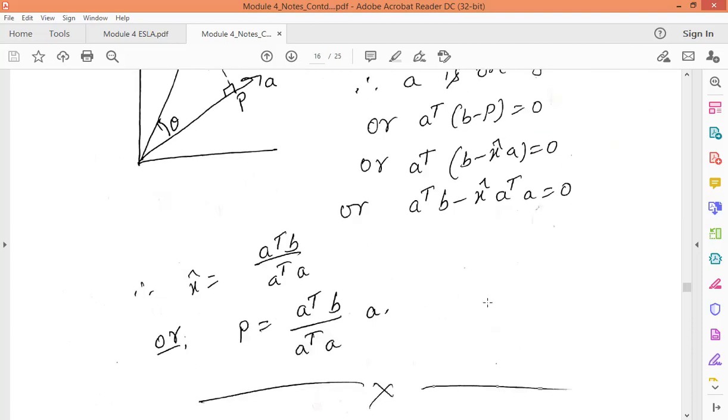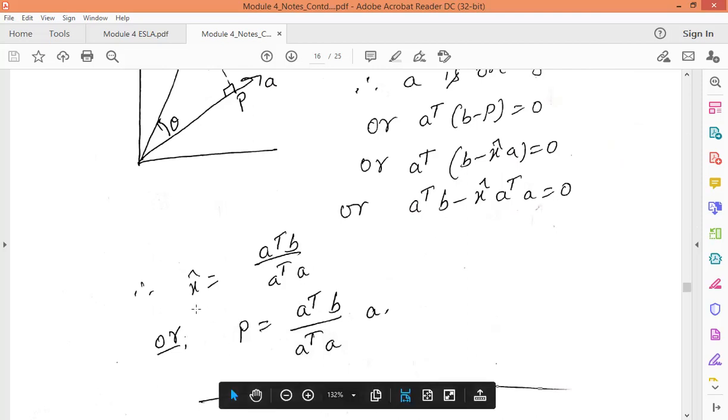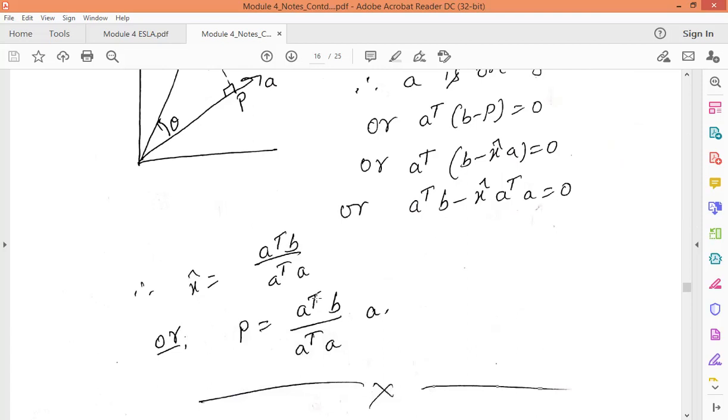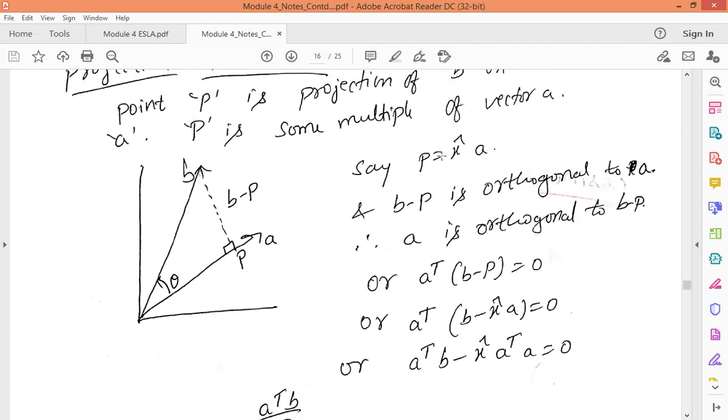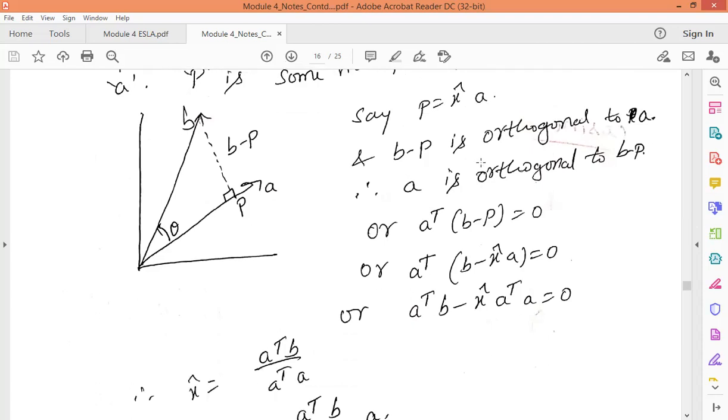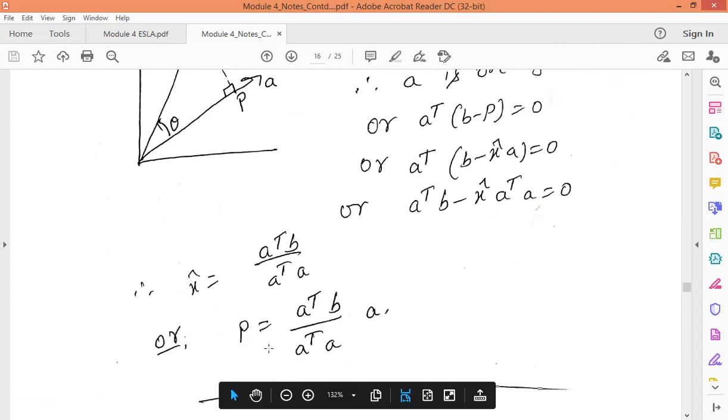Now simplifying this, taking one term on the RHS, we can have the equation of the scalar multiple X vector as A transpose B divided by A transpose A. Now using this, we can also write the equation for the projection. Projection we have defined as a scalar multiple of the vector A, that is P is equal to X vector into A. So here we have obtained the equation of X vector. So P is equal to A transpose B divided by A transpose A multiplied with A. Do not cancel A. It is not like that.